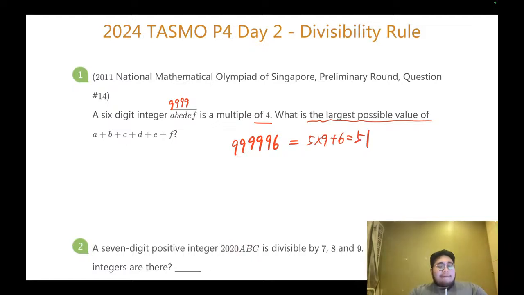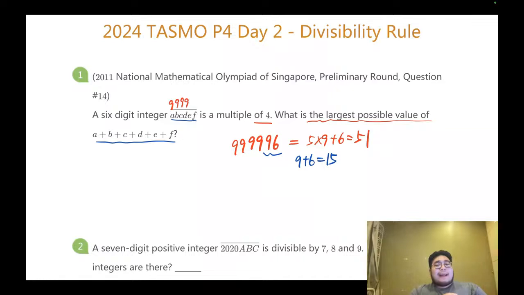But have you ever thought about one question? I want to make what the biggest, the largest possible value? We don't need to care about this six-digit number A, B, C, D, E, F being the largest possible value. We just need to focus on what? A plus B plus C plus D plus E plus F should be the largest possible value, right? So that means the last 2 digits can be anything else? It's 9 plus 6, right? 9 plus 6 equals 15.